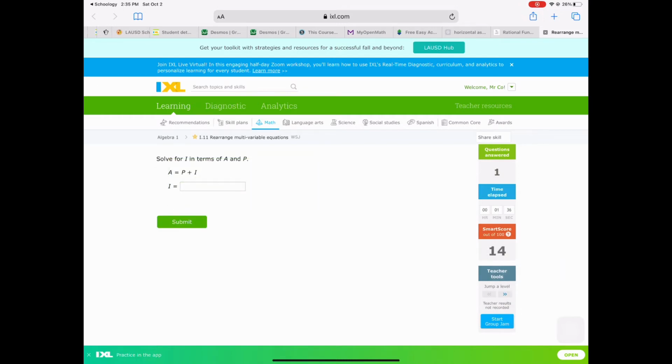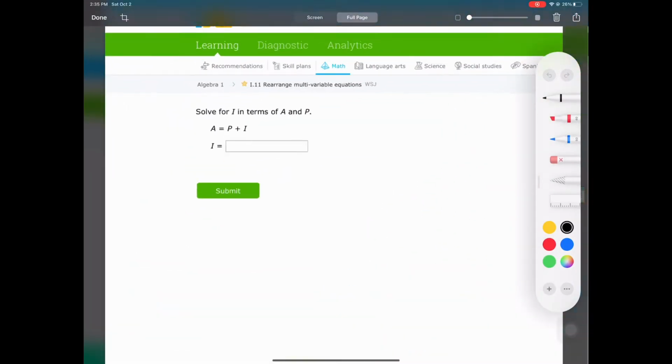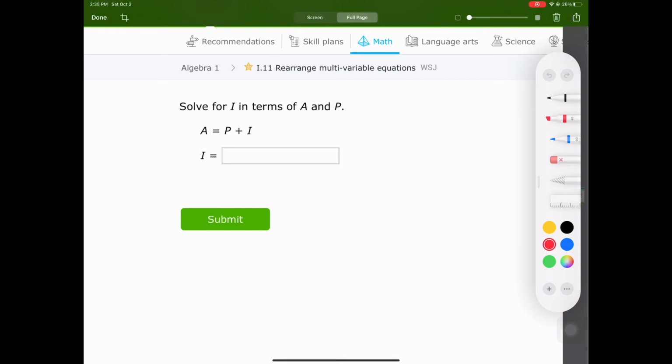Next problem here, we have A is equal to P plus I. Solve in terms of I. So the letter they want us to get alone is I. So again, we have to get rid of anything from that side, and since we're solving for I, we want to get rid of the P here. So what's opposite of plus P? Minus P. Let's try it. If I write minus P on both sides, the P's are going to cancel out, and we're left with I on the right side, and A minus P on the left side.